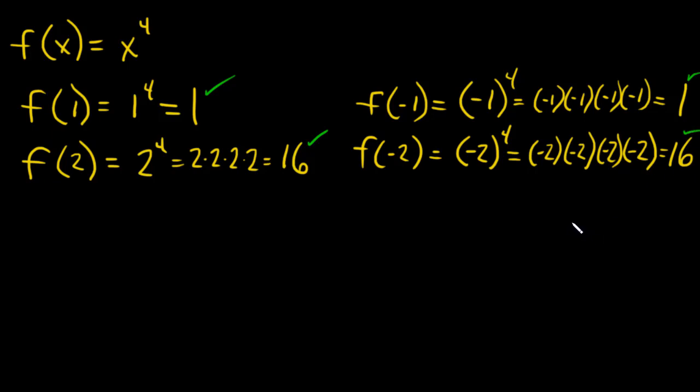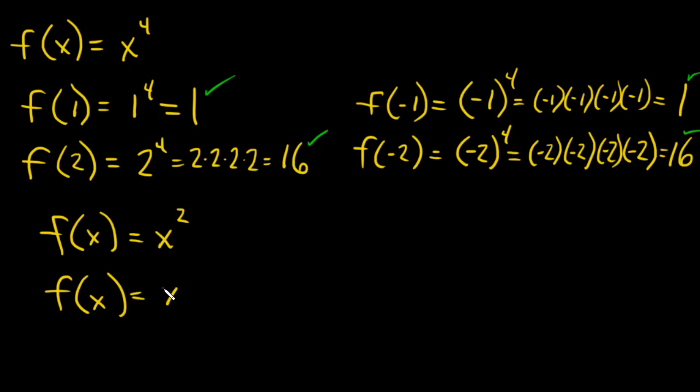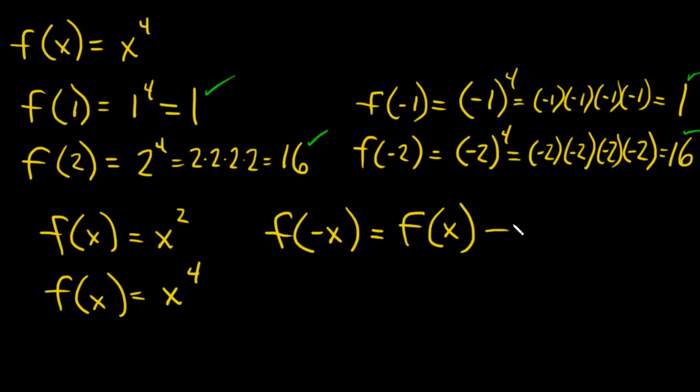Okay, so the question then is, this worked for f of x is equal to x squared, and f of x is equal to x to the 4th. Now, in both of these cases, it didn't matter what sign that I plugged in, I got the same value out, whether it was positive or negative. And we said that that is the definition of an even function.